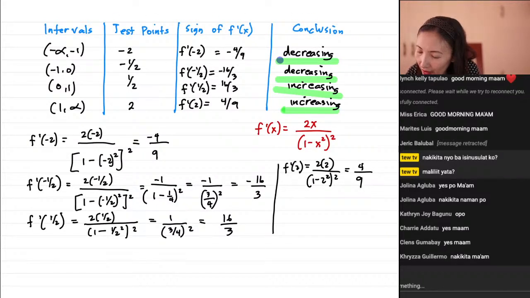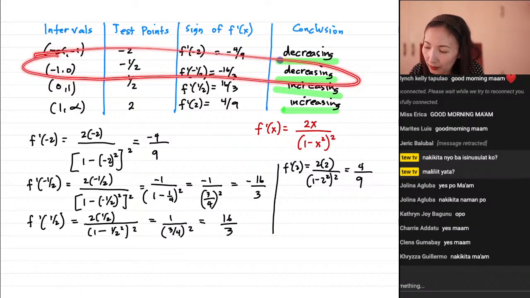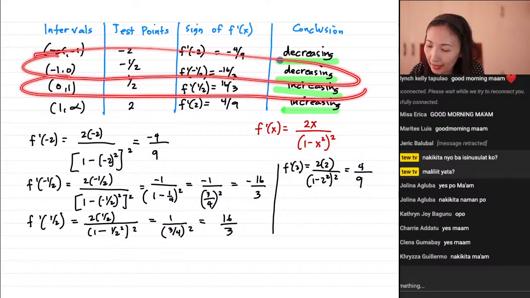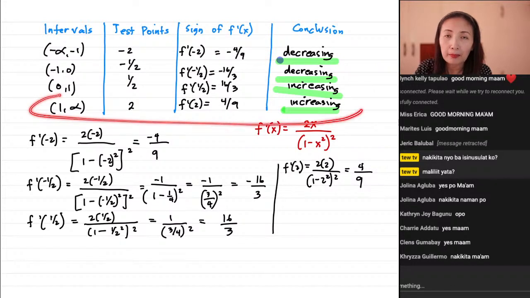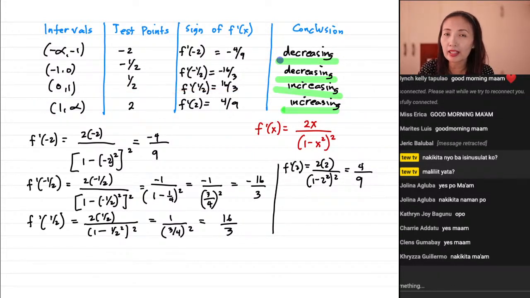From negative infinity to negative 1, decreasing. From negative 1 to 0, it's also decreasing. Okay, from 0 to 1, it's increasing. And from 1 to positive infinity, it's decreasing. But we only have one extreme value, and that is the point 0, 0. Okay? 0, 0, that's the only local maximum. Yun lang. Kasi the function is not defined at x equal to negative 1, and x is not also equal to positive 1.